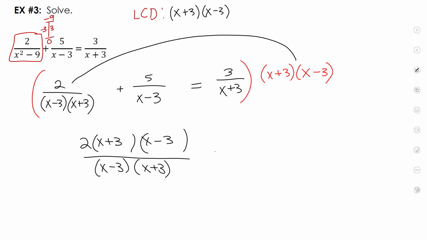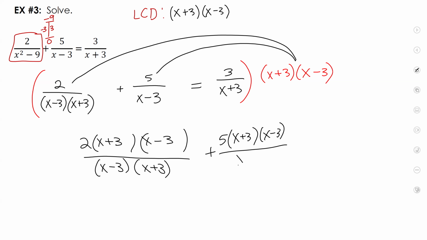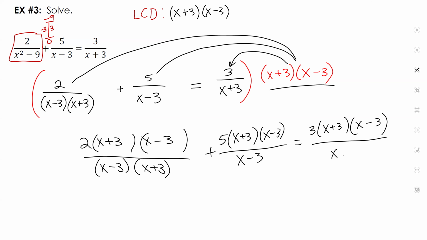Next one, plus all of this will go to the 5. So this will be 5 times x plus 3, x minus 3, and in the denominator, it didn't change. And then all of this will go to the 3. So this will be 3 times x plus 3, x minus 3. The denominator is still x plus 3.